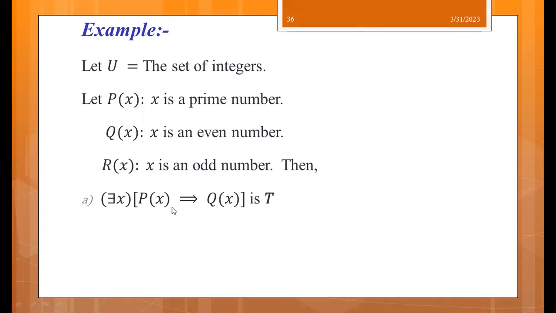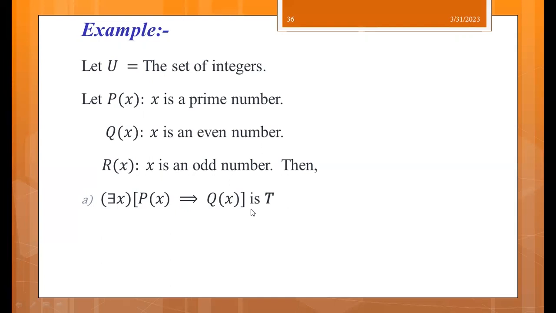Note that for this statement to be true, because it is quantified by the existential quantifier, it is enough to obtain at least one integer that makes P of x implies Q of x true. This implication is false only when P of x is true and Q of x is false. So if we can find at least one integer which makes this implication true, then the whole quantified proposition becomes true.